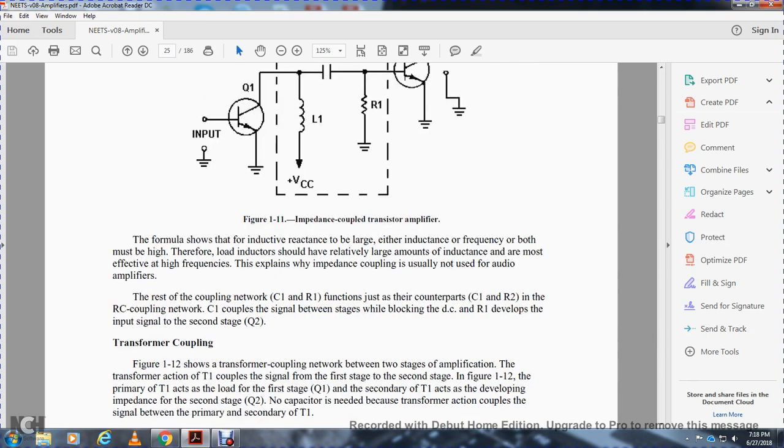The formula shows that the larger the inductive reactance, either the inductance or the frequency, or both, must be high. Therefore the load inductor should be a relatively large one. Inductors are most effective at high frequency, as explained with impedance coupling, and are not used for audio amplifiers.